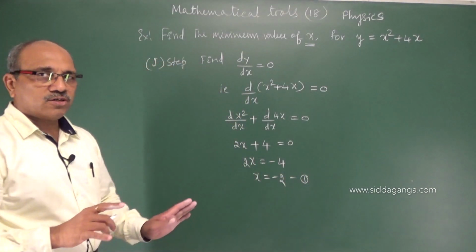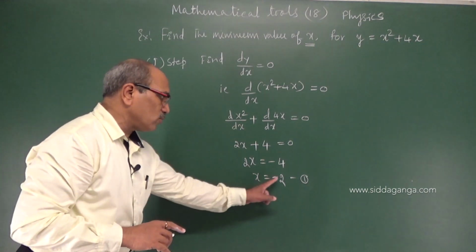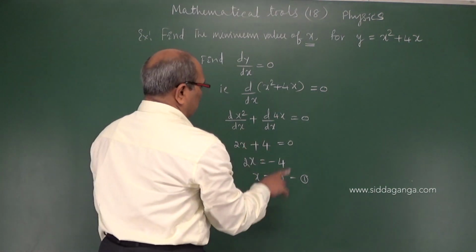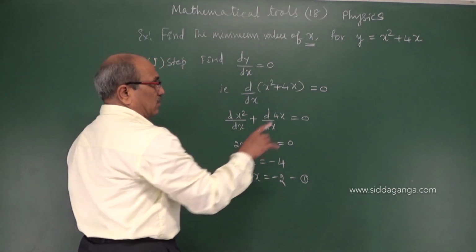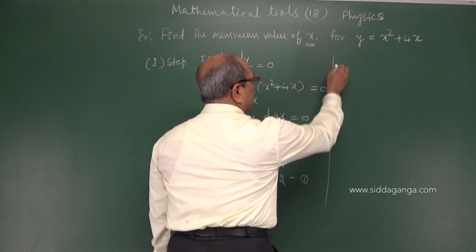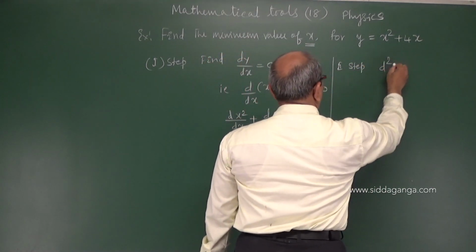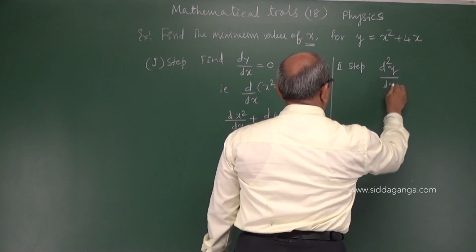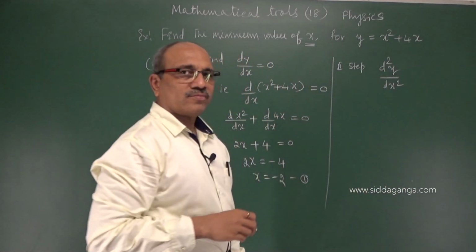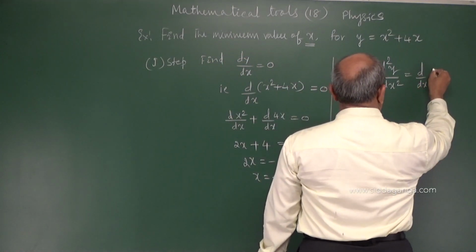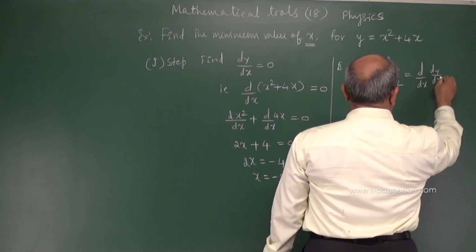Minima or maxima is not known, but I got x equal to minus 2. I want to know whether it is minima or maxima. What do I have to do? In this second step, I have to find d square y by dx square. That means d by dx of dy by dx.